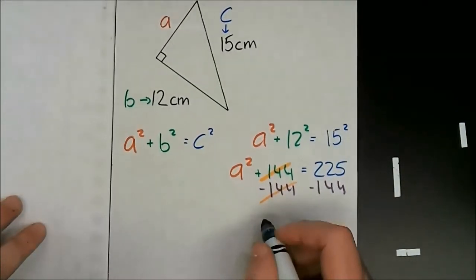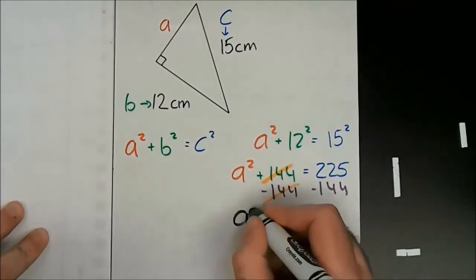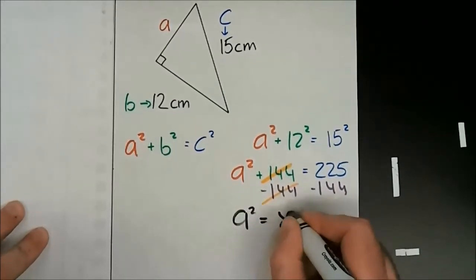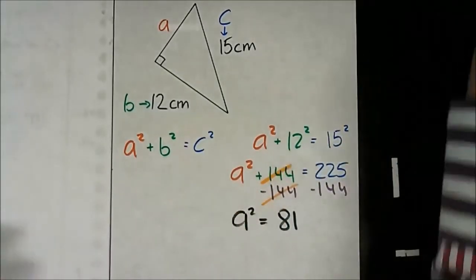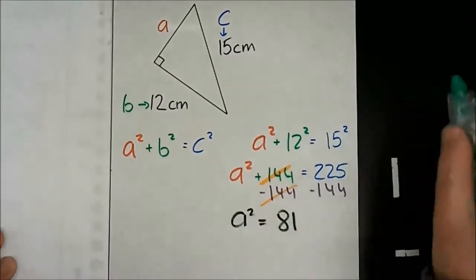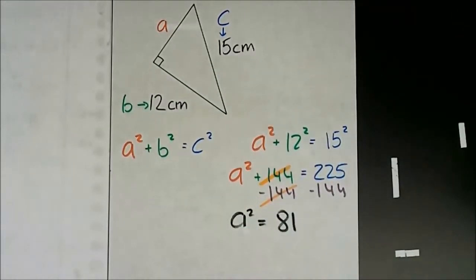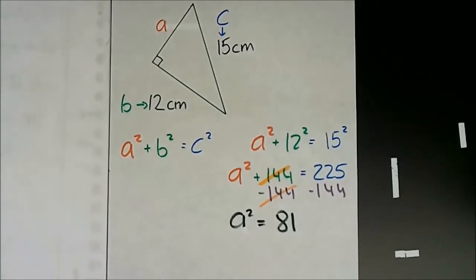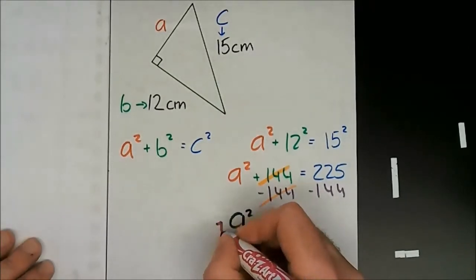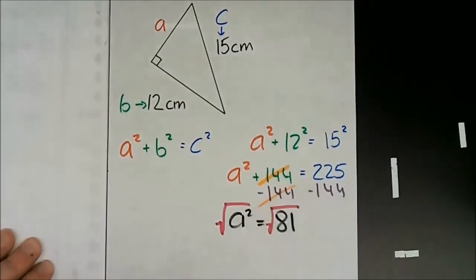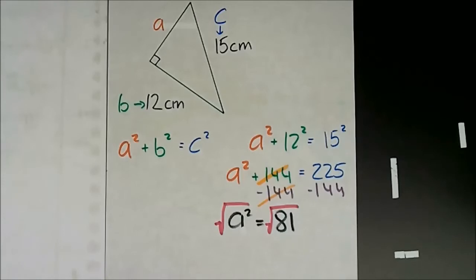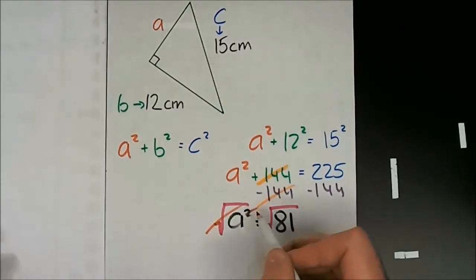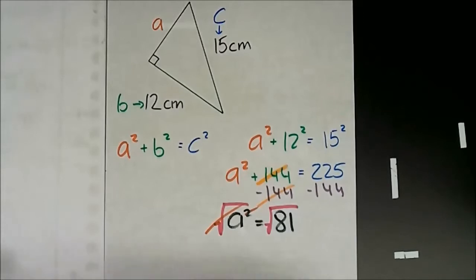So a squared equals 81. And I'm not done yet, because I want a, not a squared. So what can I do? How can I make that a squared into an a? Take the radical of the second power, and if I do it to one side, I got to do it to the other side as well. So on the left side, it's easy. Gone. So I'm just left with an a here.